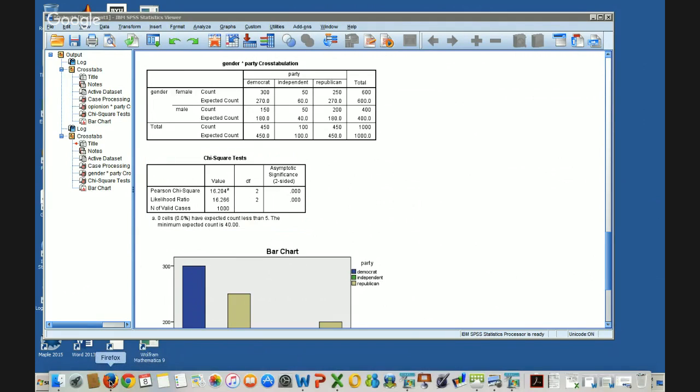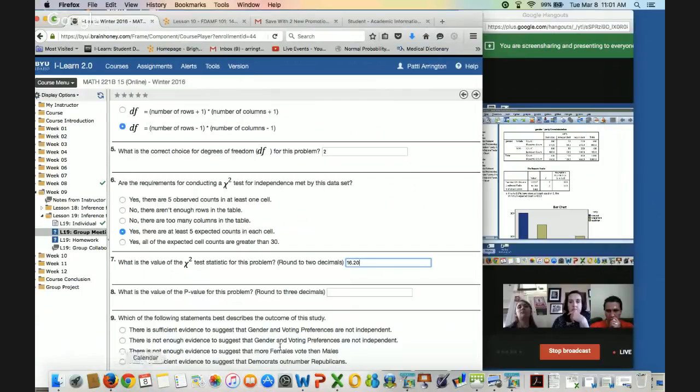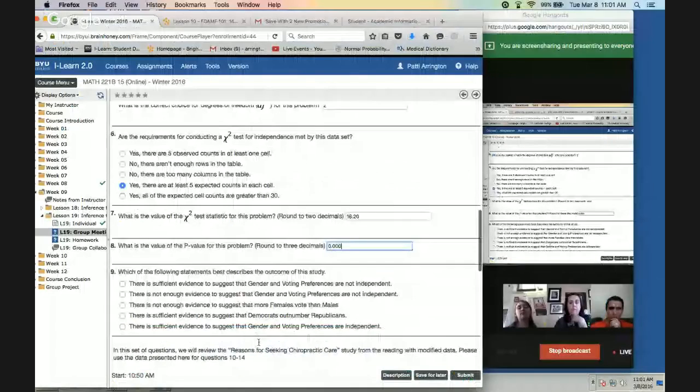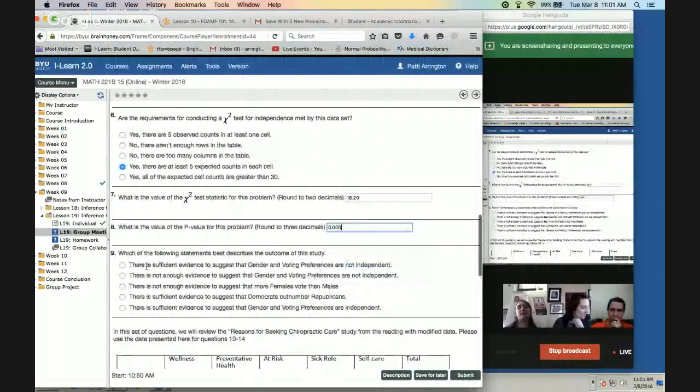Okay, and then number 8, what is the value of the p-value for this problem? And it's 0.000. Yep. Why would it want us to round? I guess when you do a p-value, you always want 3 decimals.